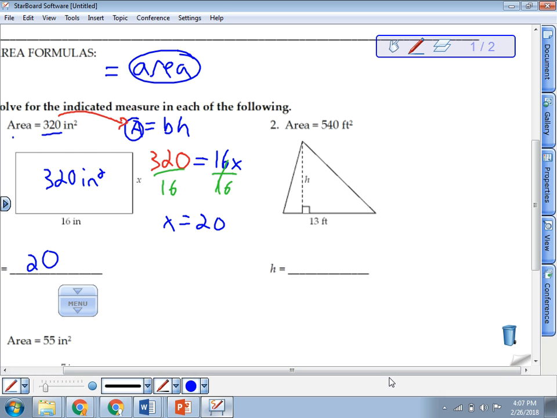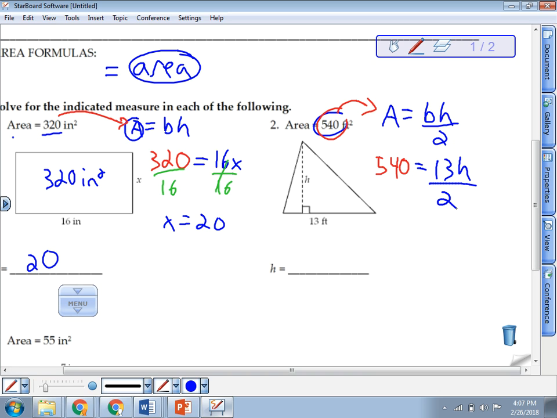Okay, so area is 540 feet. So remember our formula is area equals base times height divided by 2. Let's just plug in the missing values. So again, area, which is 540, I'm going to do that in red. That goes in for A. So 540 equals, the base is 13. We don't know the height, so we'll keep that as h. And again, that's all divided by 2.